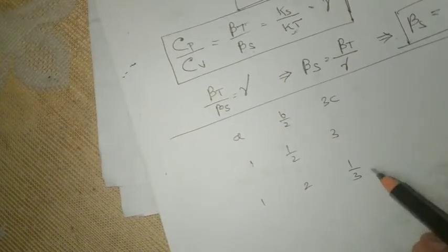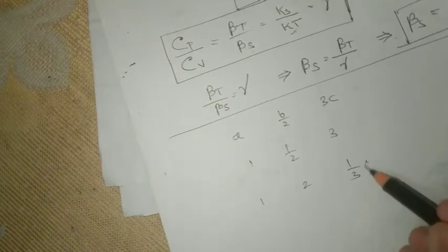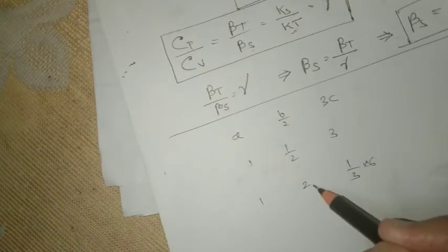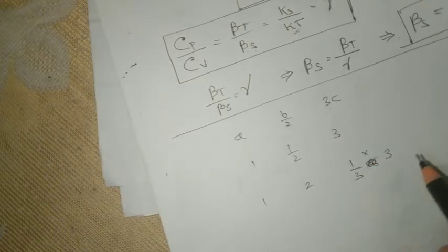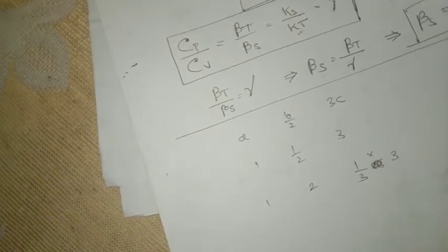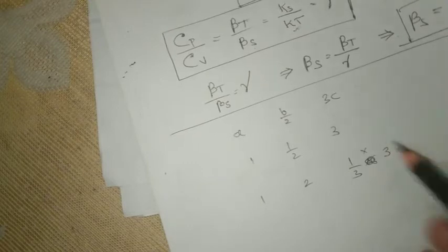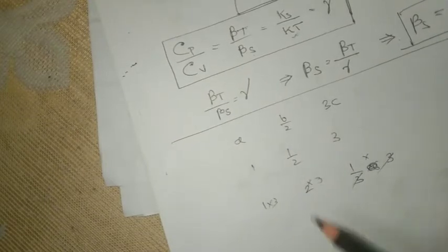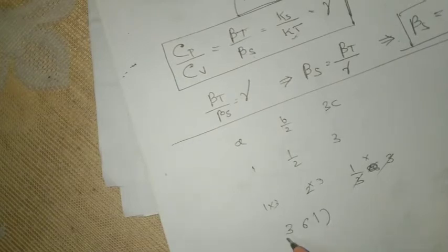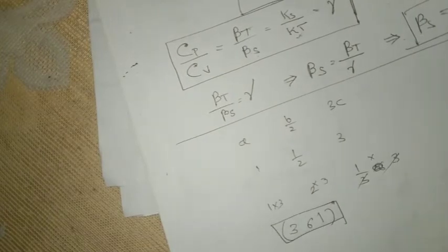Okay, here it is 6. Here it is 3. Yes, you need to put the least value to vanish it. Okay, so it's 3 over here. So it is into 3. It is 3, 6, 1. Okay, this is the answer. 361 is the correct answer. Okay, let's go to the next question.